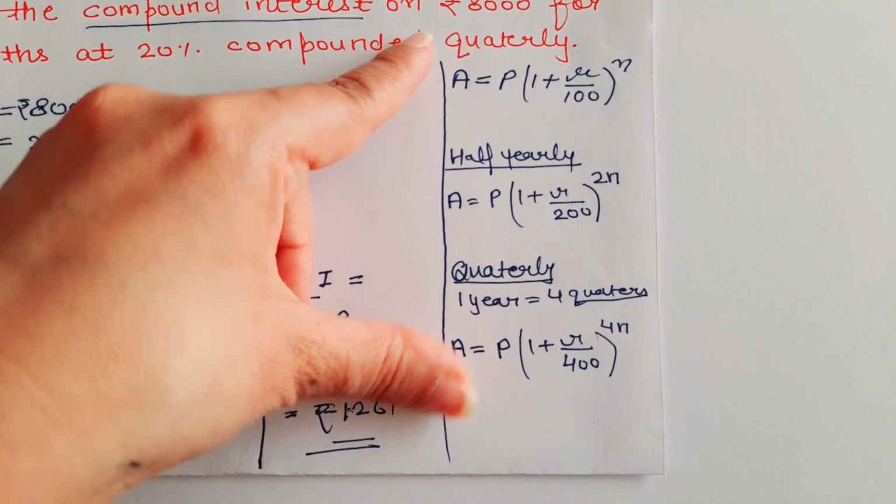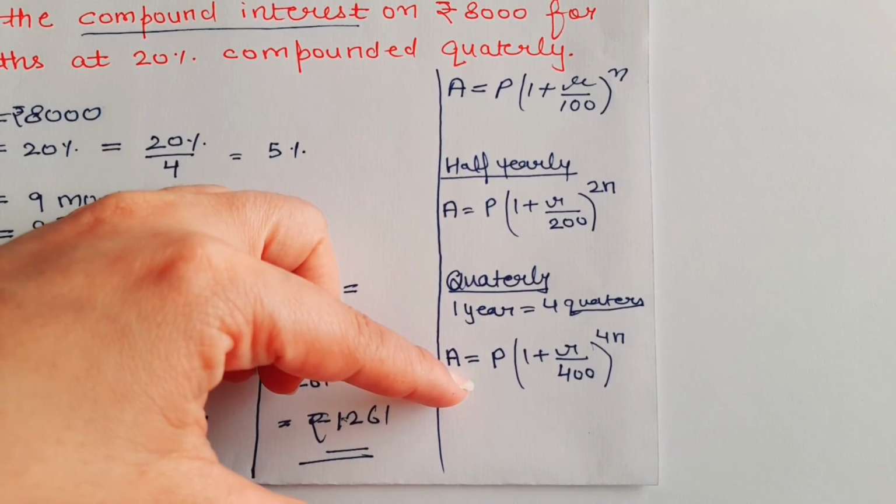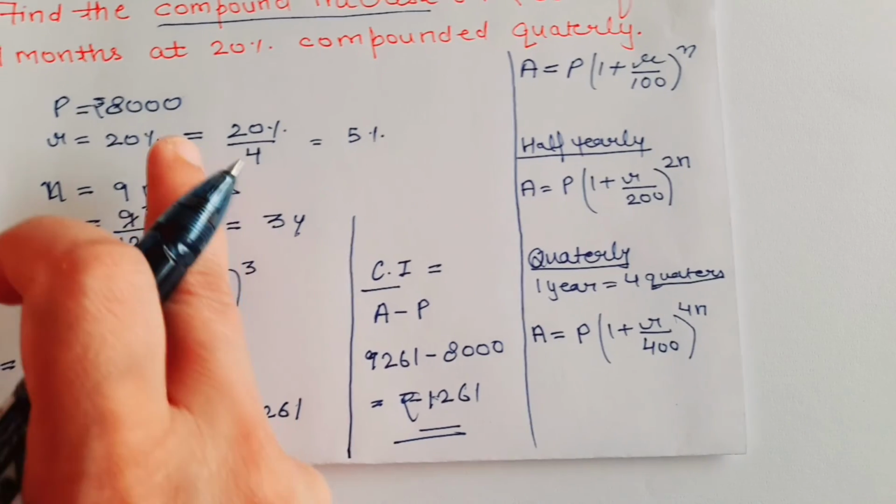So here the formulas are written for annually, half yearly and quarterly. You can directly apply the formula or you can do it this way as well.